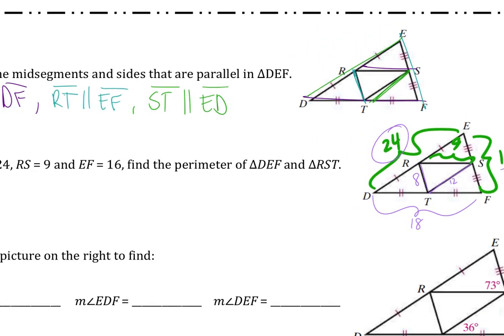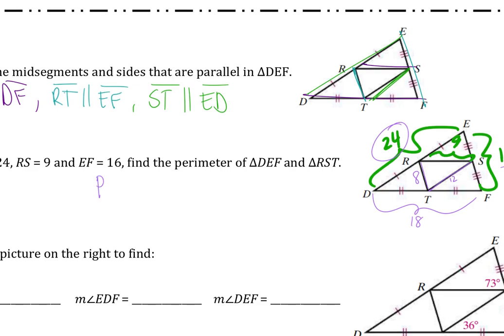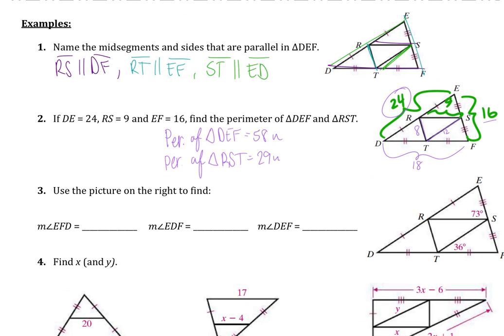So now we can find the perimeter. Perimeter of triangle DEF is 58 units, and perimeter of triangle RST is 29 units. Pretty straightforward.